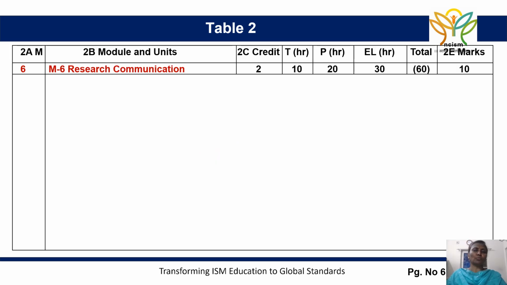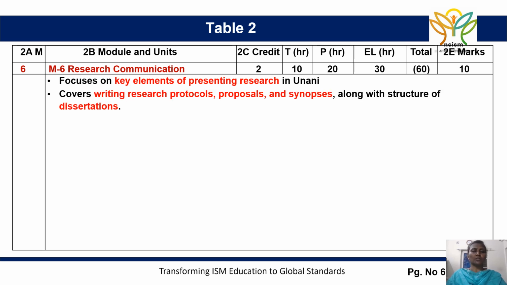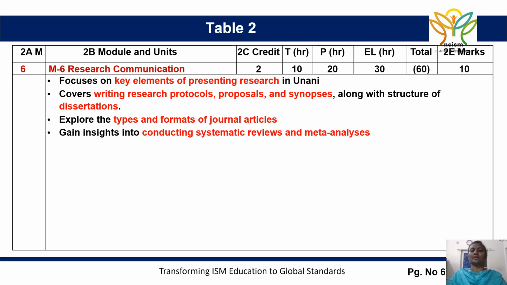This is Table 2 for Module 6, Research Communication. It focuses on key elements of presenting research in Unani. It covers writing research protocols or proposals or synopses along with the structure of dissertations. It explores the types and formats of journal articles and gains insights into conducting systematic reviews and meta-analysis.